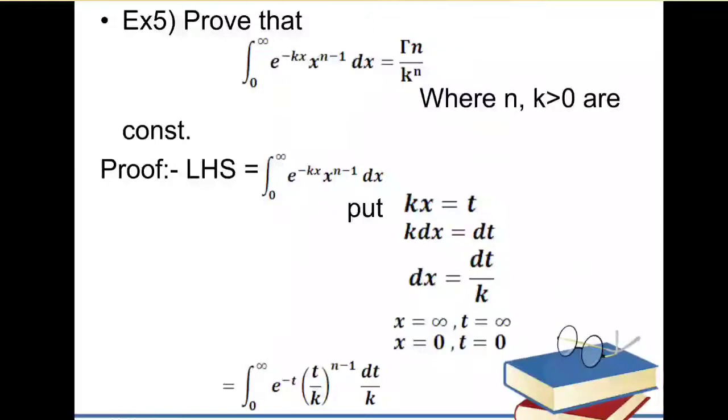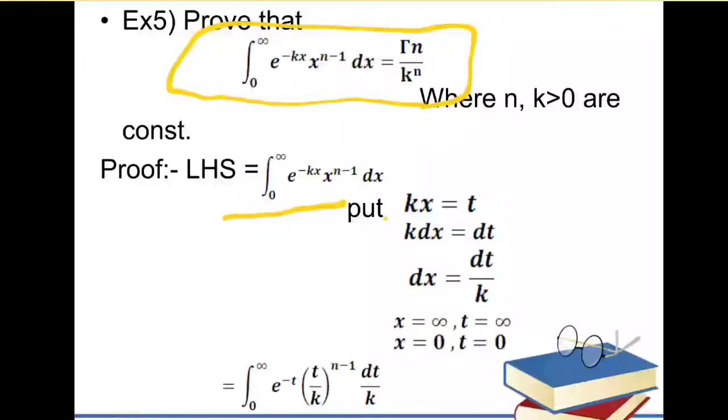Now see here, this is the third property of the gamma function, that is, the integral from 0 to infinity of e raised to the power minus kx, x raised to the power n minus 1 dx, is equal to gamma n divided by k raised to the power n. Here, if we take the left hand side, we have to convert this integral into the definition of the gamma function. In the definition of the gamma function, e raised to the power contains a single variable.